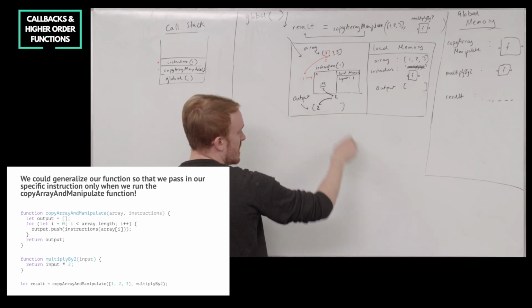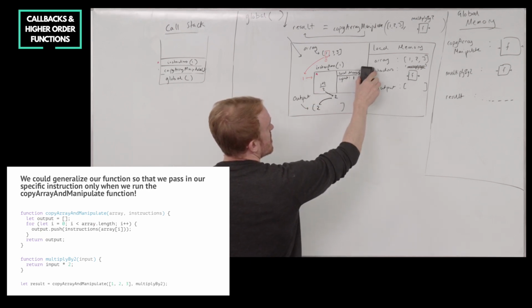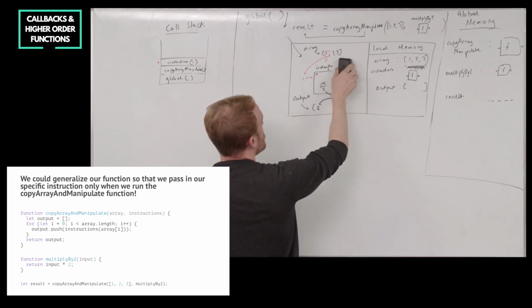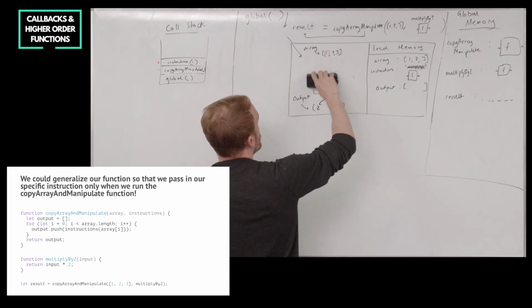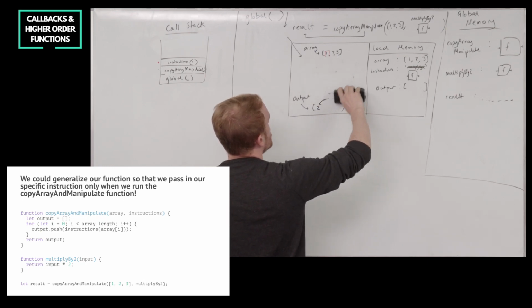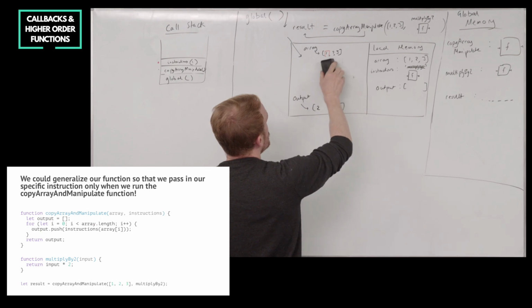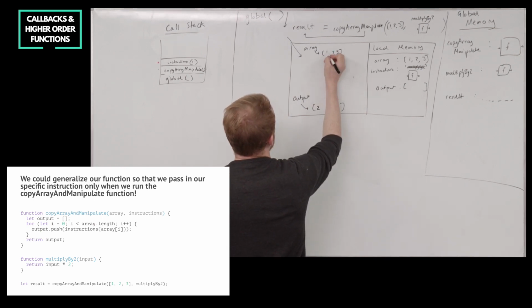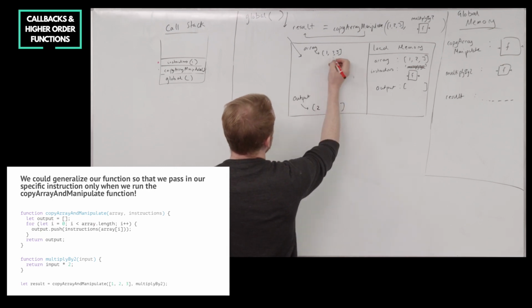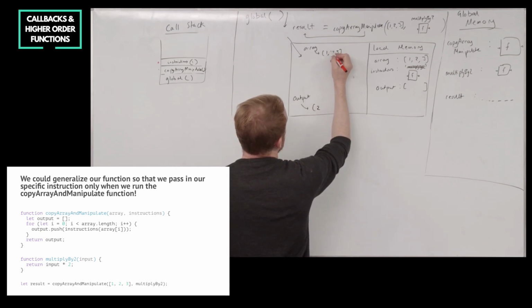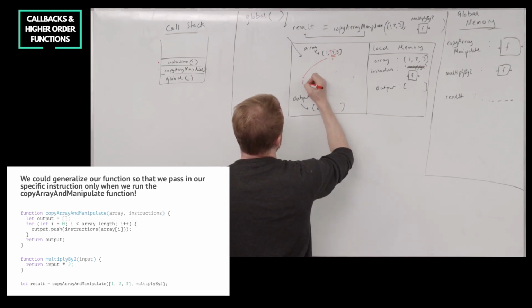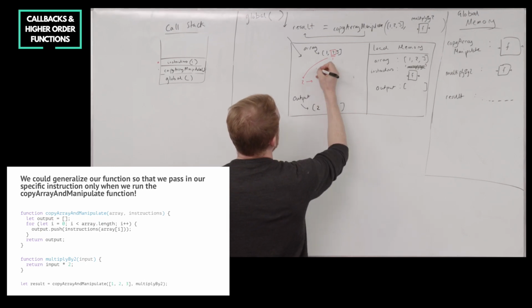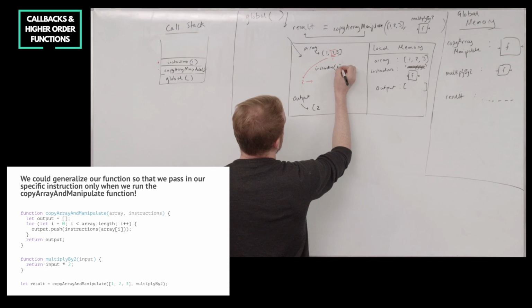Okay, and this execution context, Skylar, what happens to it? It goes away, we pop it off, but it's a for loop, and so we go back inside the for loop, and this time the value of I is what, Philip? 1. So array index 1 is what? 2. And we do what with that 2? We pass that to instructions. Which is really? Multiply by 2.